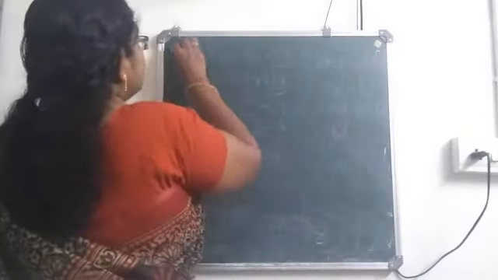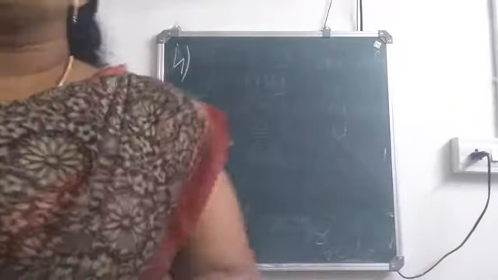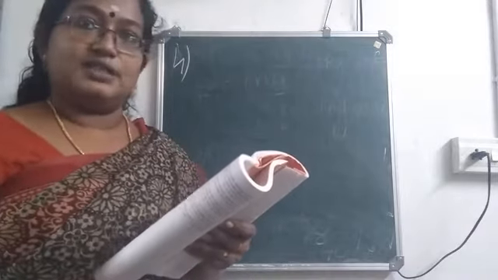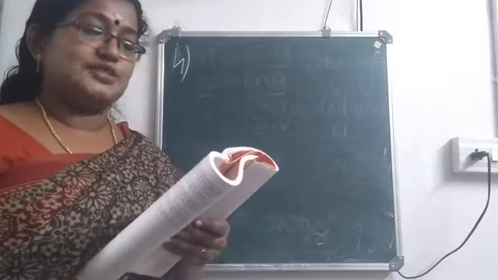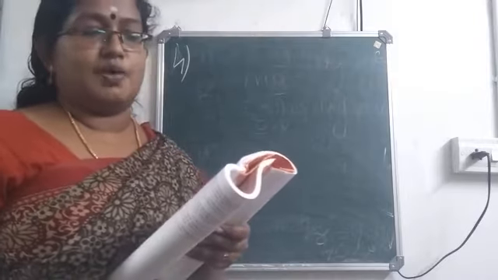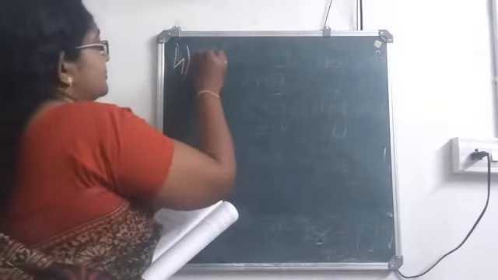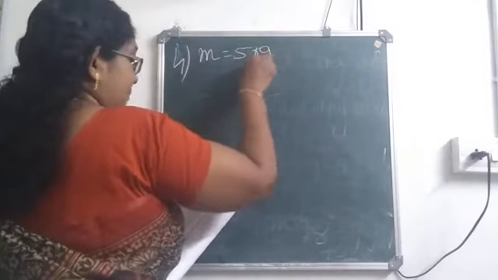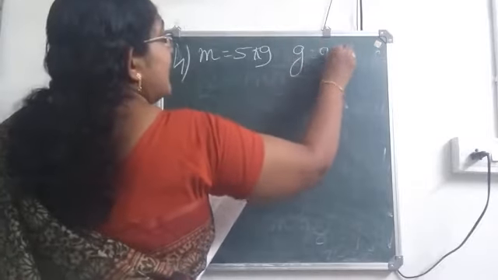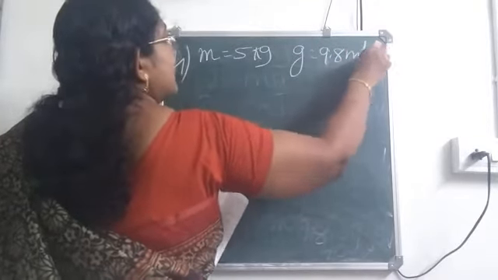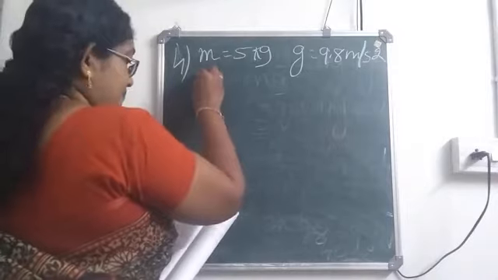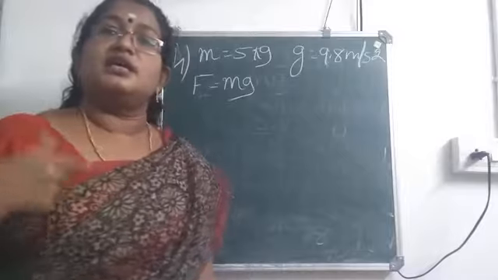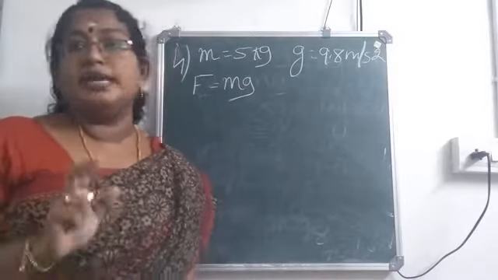Question number 4. State the magnitude and direction of the force of gravity acting on a body of mass 5 kg, take g equal to 9.8. So direct question, isn't it? Here the mass is given as 5 kilogram. g is given as 9.8 meter per second square. We need the magnitude and direction of force of gravity. Force of gravity or weight, the equation will be mg.